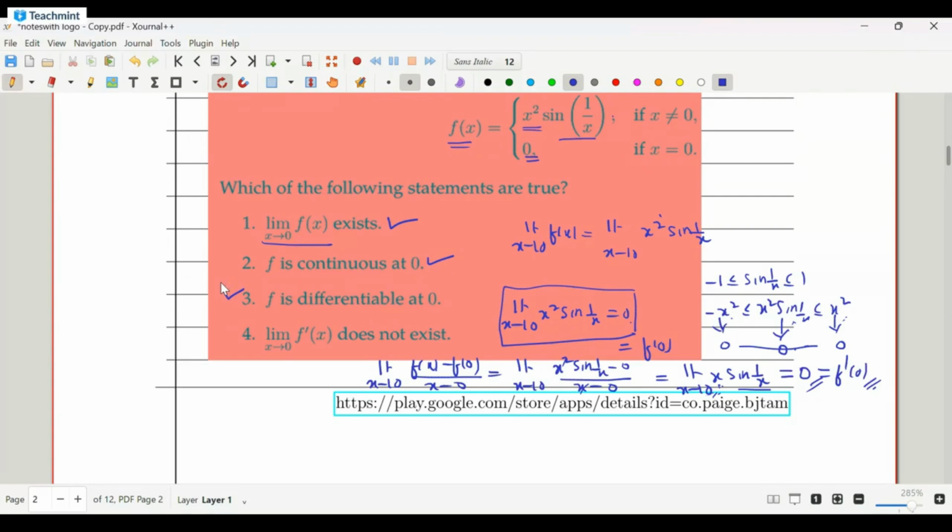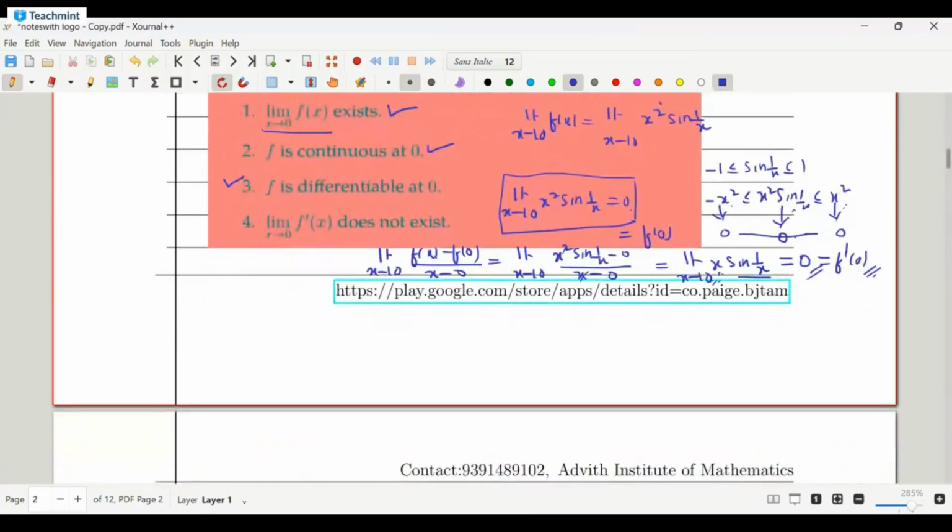Okay. Next one, limit x goes to 0 f dash of x does not exist antundu. Ante that means limit of f dash ఏంటి సార్? ఫైండ్ అవుట్ చేయండి. What is f dash? f dash of x equal to x square into cos of 1/x into derivative of minus 1/x. 1/x equal to minus 1/x square plus 2x into sin 1/x అండి. So which is equal to x square getting cancels minus cos 1/x plus 2x into sin 1/x, sir.